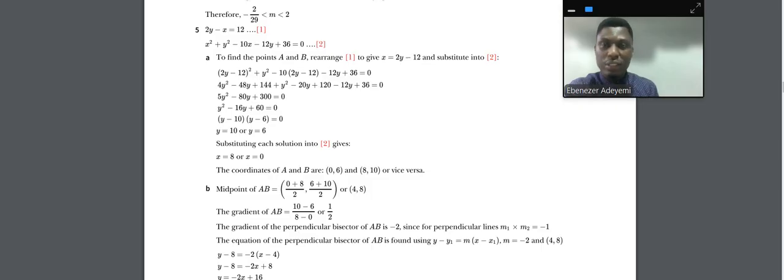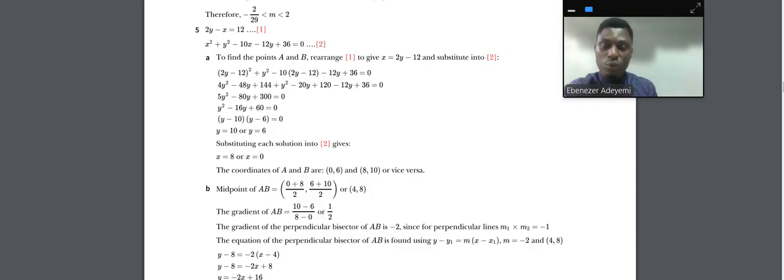The next thing I do is I simplify. When I simplify and expand the bracket, I take the square of 2y, which will give me 4y squared. 2 times 2y times 12 gives me negative 48y. And I take the square of negative 12, which is 144. So the expansion of 2y minus 12 all squared gives 4y squared minus 48y plus 144.